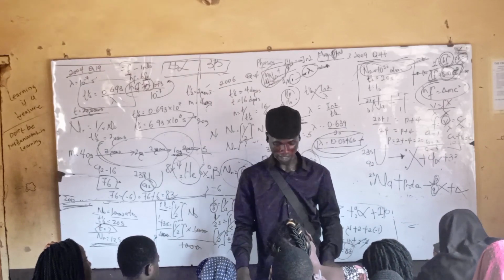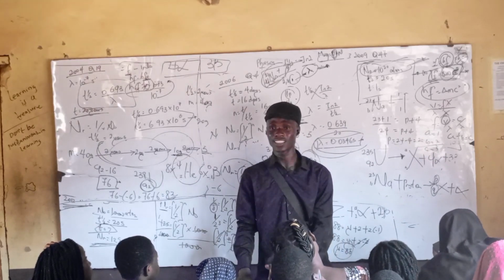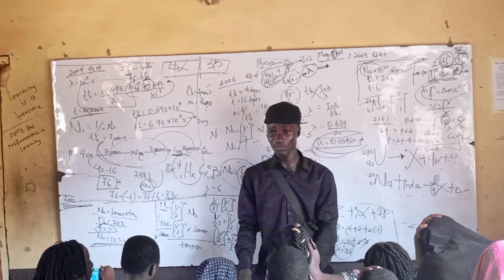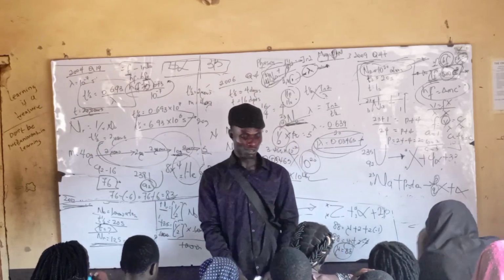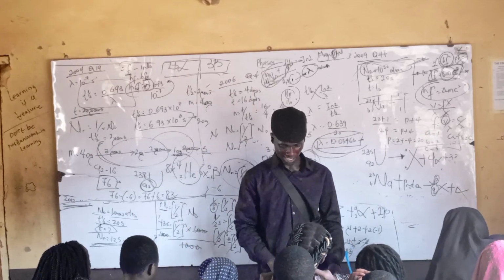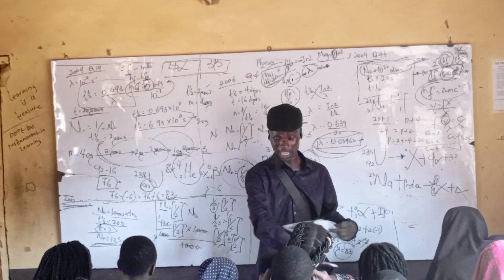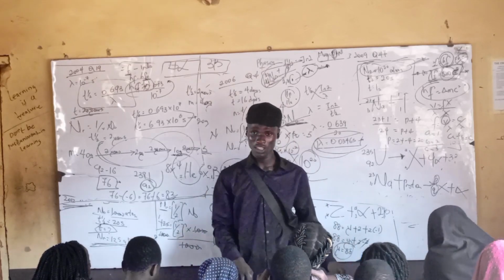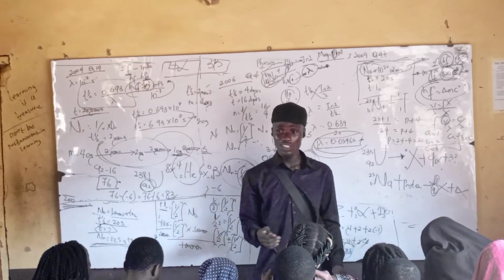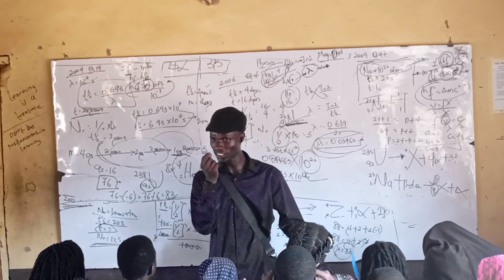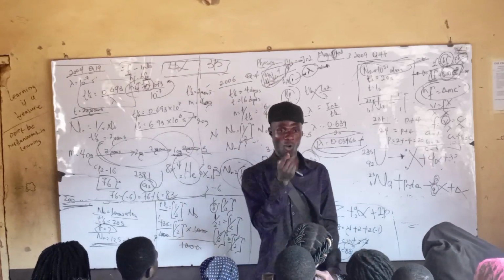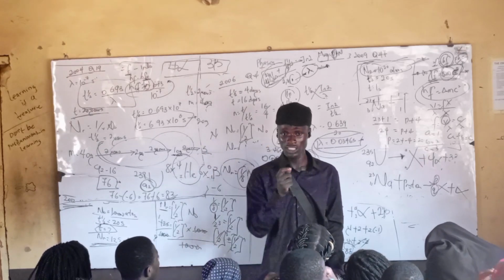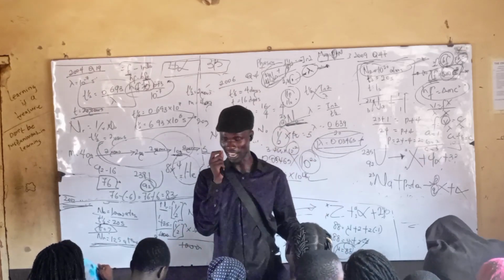So one other thing that I've not talked about inside atomic and modern physics is what we call the Heisenberg uncertainty principle. What Heisenberg is telling us is that you cannot get the position and the momentum of an object at the same time.